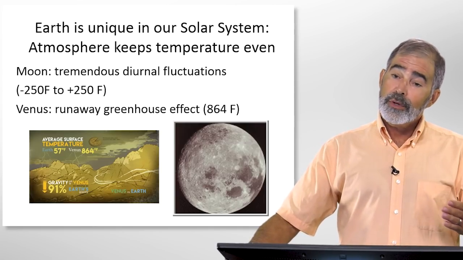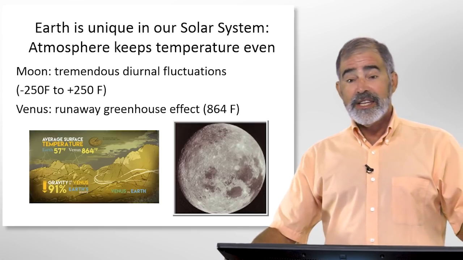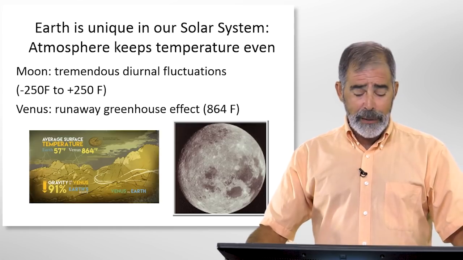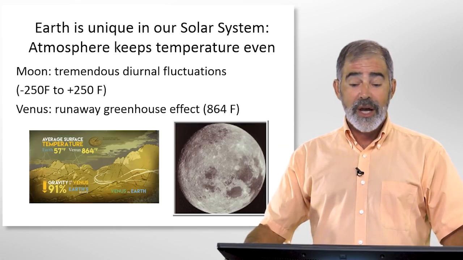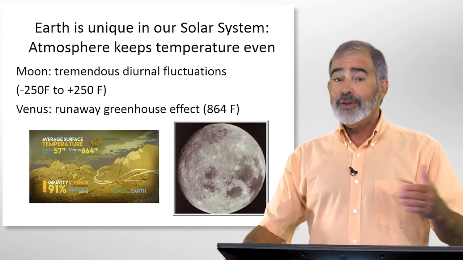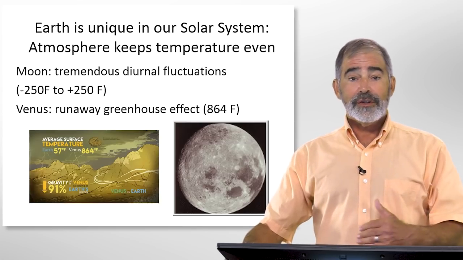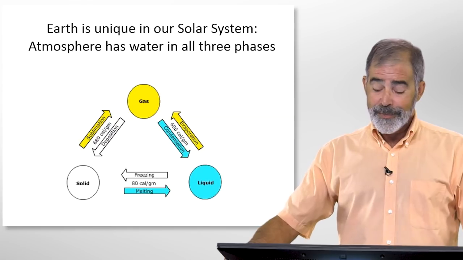So if you were to go to the moon during the daytime, the temperature would be 250 F. At night, minus 250. So you have this massive diurnal swing in temperature. And Venus has a runaway greenhouse effect in which it's always hot. In contrast, even though it sometimes gets too warm or sometimes too cold, planet Earth has a fairly even temperature with minor diurnal or daily swings.